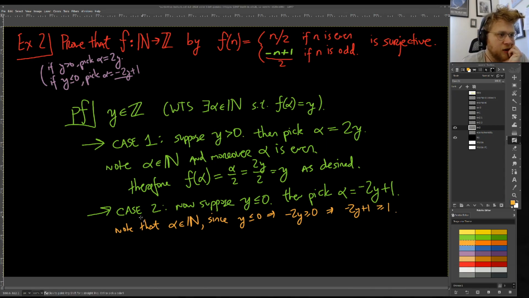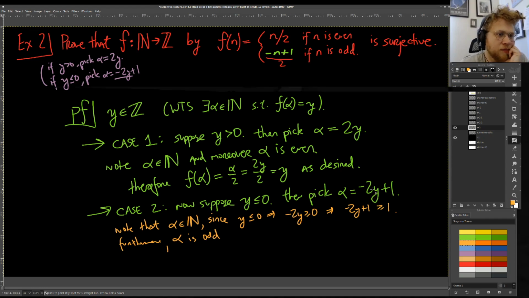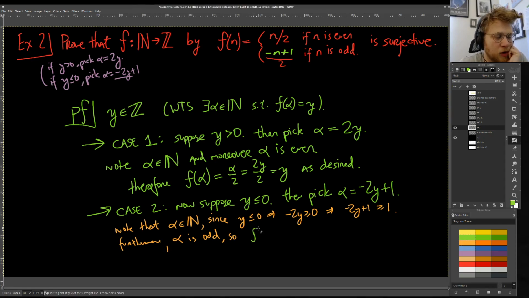And then you can say, furthermore, alpha is odd because it's of the form 2 times an integer, negative y, plus 1. Furthermore, it's odd, so now all that's left to do is plug alpha into f, and we get negative alpha plus 1 divided by 2.